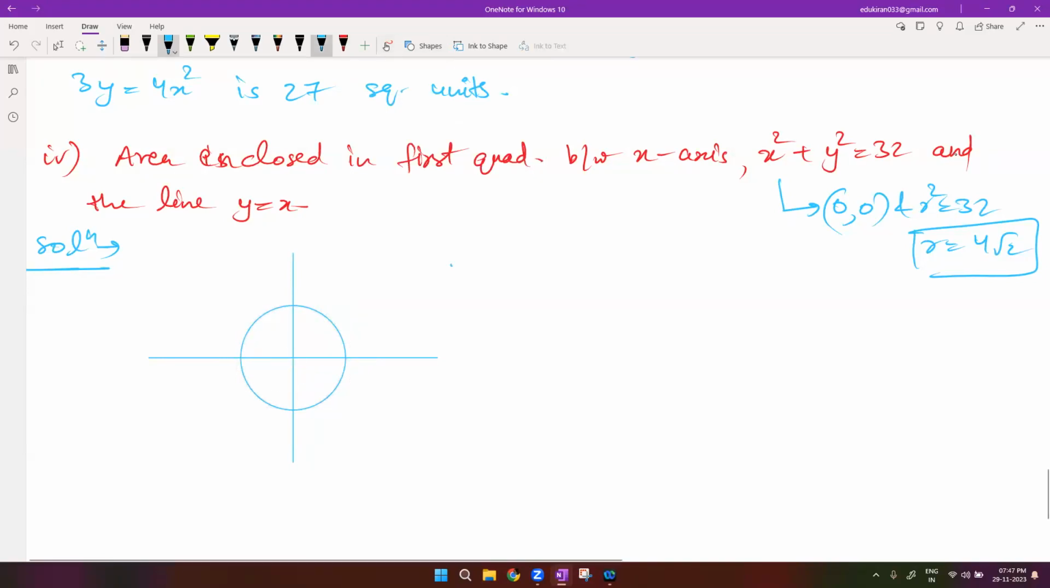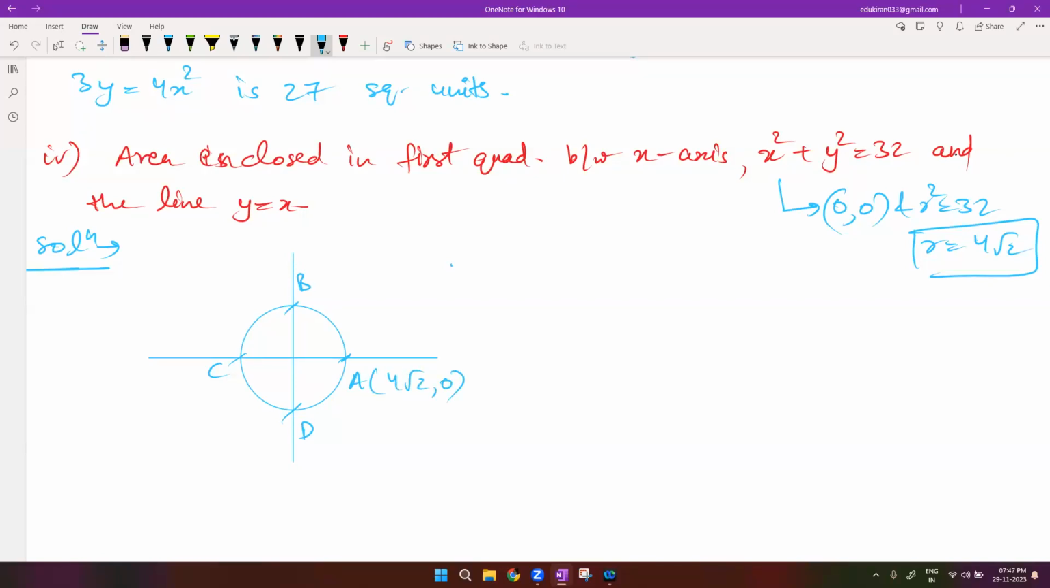This should be 4 root 2, yes. So this is our circle. This is center O, and these are the end points of the diameter, or the points where the circle cuts the x-axis and y-axis. Please, just to clarify, tell me quickly, what is this A point? 4 root 2 comma 0.